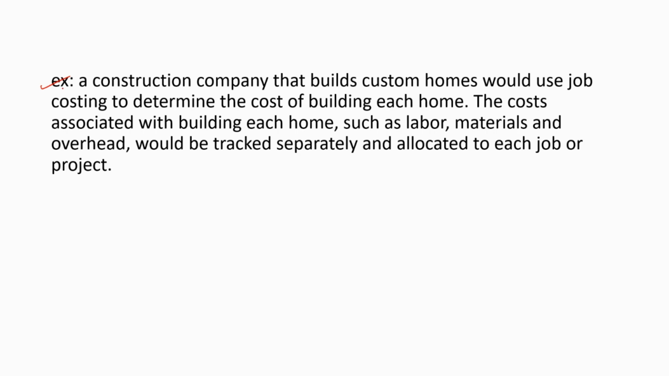A construction company that builds custom homes would use job costing to determine the cost of building each home. The costs associated with building each home, such as labor, materials, and overhead, would be tracked separately and allocated to each job or project. As you can now understand, we cannot use standard costing to cost each home for the construction company because each home has its own specific requirements from the clients. So the company has to use job costing. So it will be a more accurate calculation of costs.